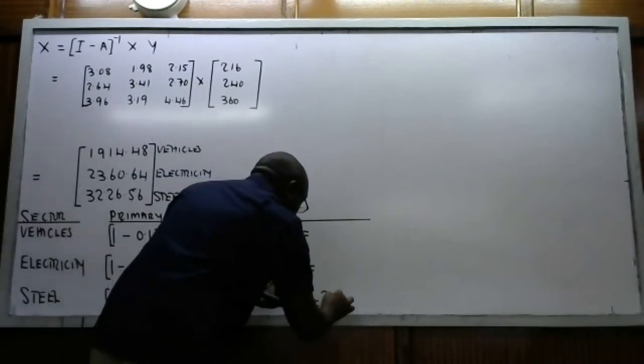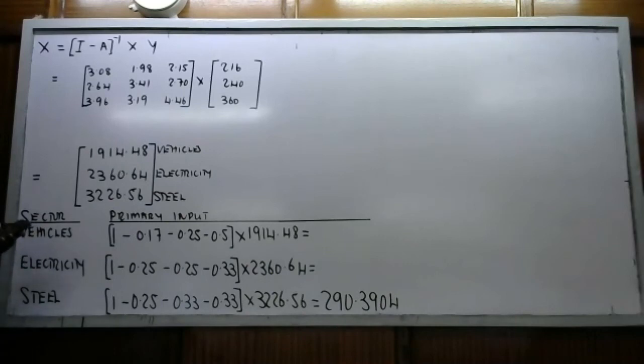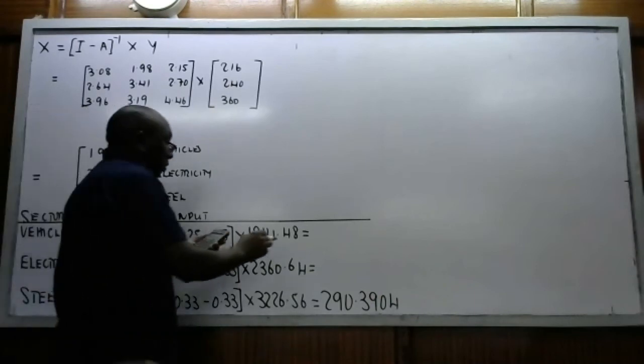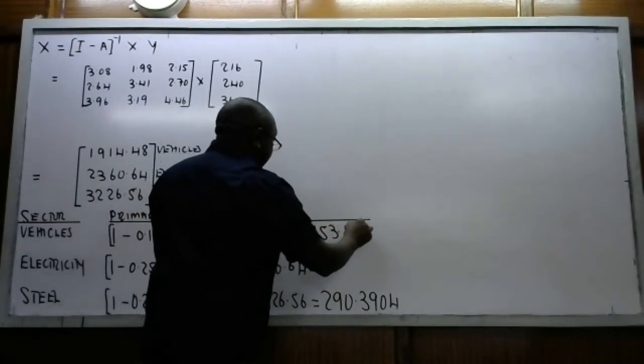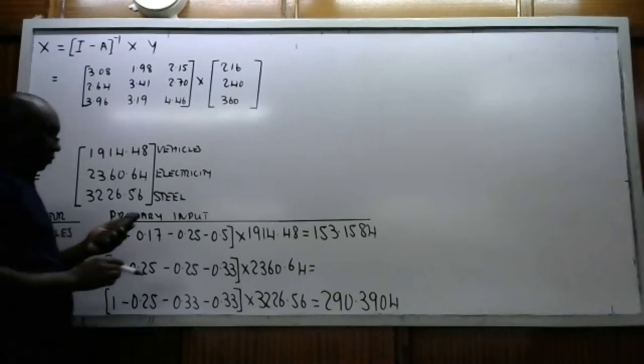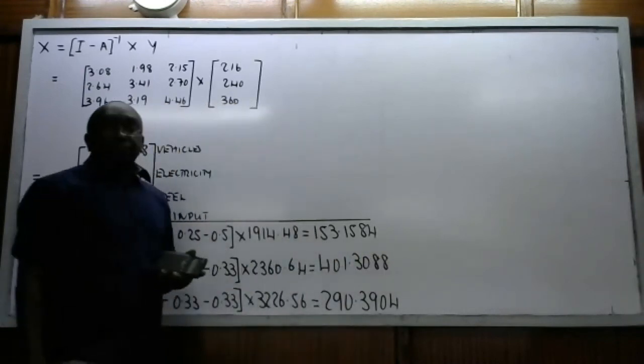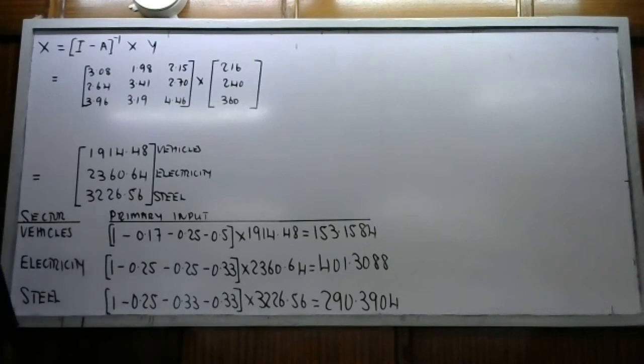So this one I'm getting 290.3904. Then 453.1584. This is 401.3088. That is how you get the primary inputs.